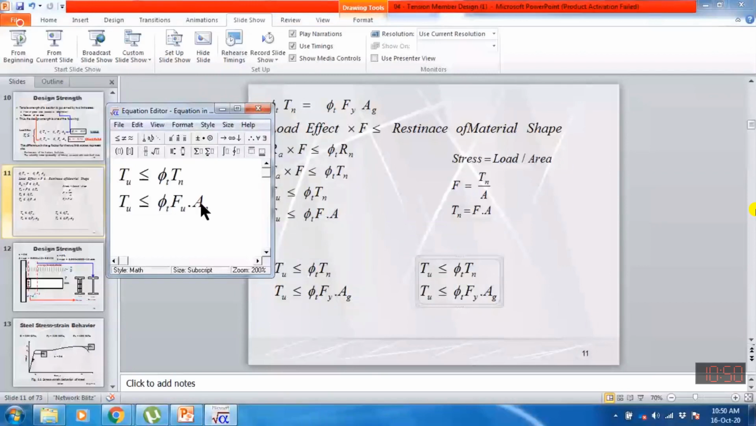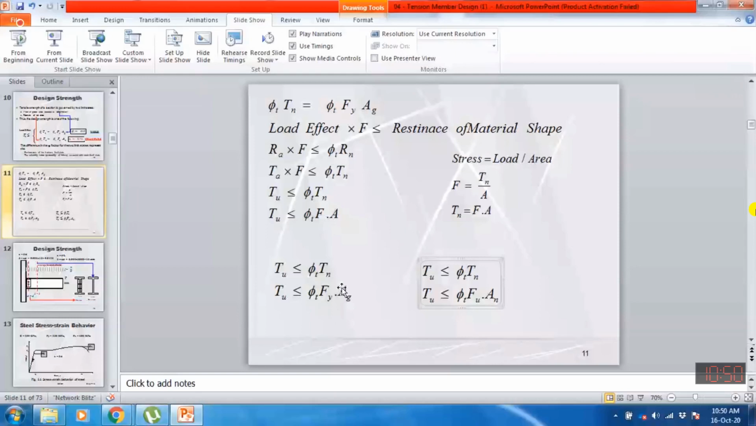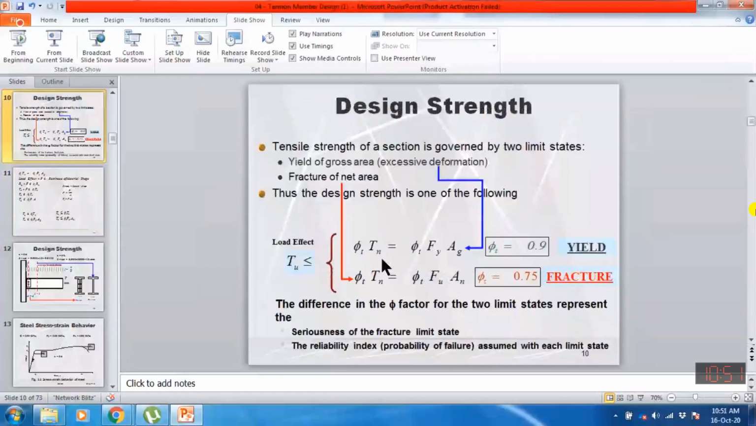So here it means that I have derived two equations by using the basic design equation. What is the basic design equation? Applied load effect should be less than or equal to material strength. So again, now you will be able to understand this. Phi t Tn capacity I have just written, that is the capacity in yielding, and phi t Tn is equal to phi t Fu times the net area, and that is the capacity in fracture.